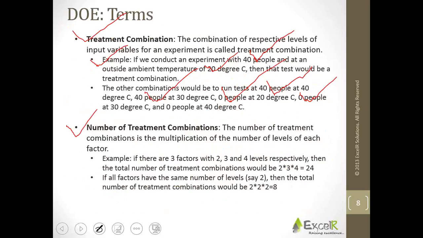Then number of treatment combinations, how do we arrive at that number? Right? Let us go to this example. If there are three factors with 2, 3 and 4 levels respectively, then the total number of treatment combinations would be, just multiply those levels, you'll get the number of treatment combinations that are available. If all factors have the same levels, that means I have people, I have two levels, 0 and 40. I have temperature, I have two levels, 10 degrees and 20 degrees, right? I have some other factor which has two levels. If everything has two levels, then that is 2 multiplied by 2 multiplied by 2, which is 8.